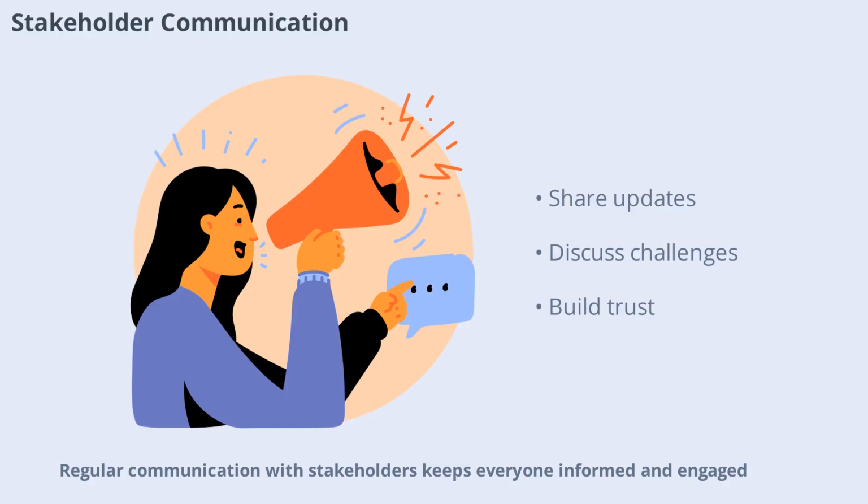Regular communication with stakeholders keeps everyone informed and engaged. This includes sharing progress updates, discussing challenges, and celebrating milestones. Open communication builds trust and helps ensure the project stays aligned with business priorities.